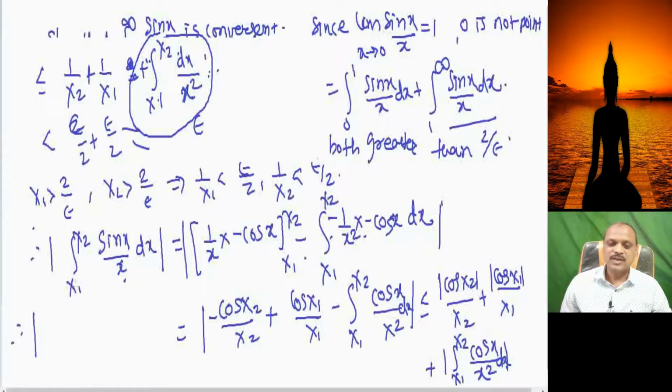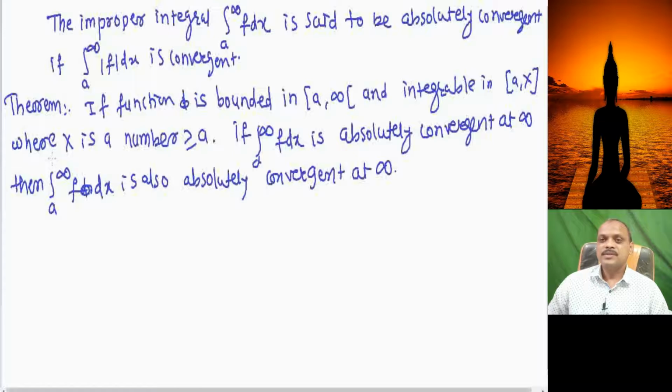So this shows that the mod of the integration x1 to x2 of sin x divided by x dx is less than epsilon, and hence by Cauchy's general test at infinity, the integration 0 to infinity of sin x divided by x dx is convergent.